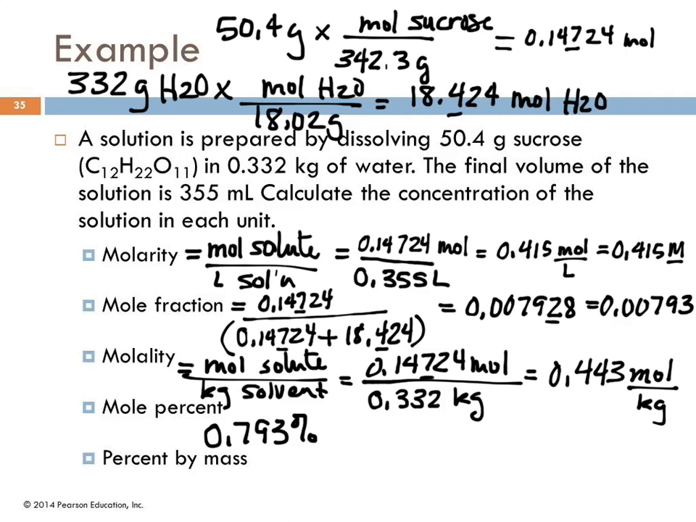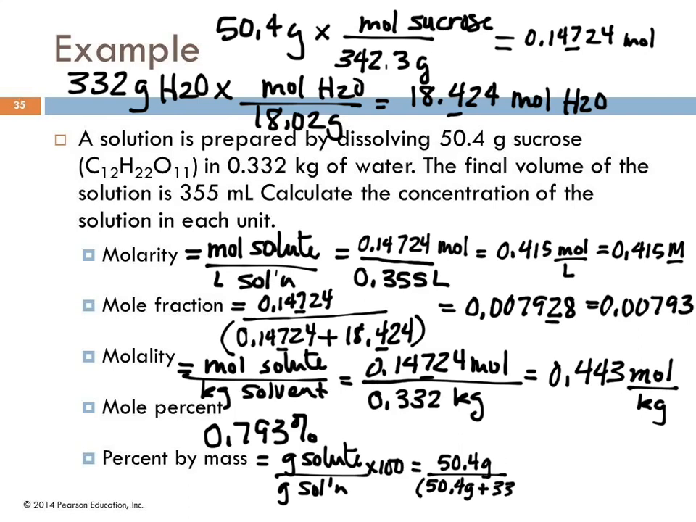Percent by mass. That's grams of solute divided by grams of solution times 100. What's the mass of the solute? 50.4. What's the mass of the solution? Well, it's the mass of the solute plus the mass of the solvent, right? So I'm going to put that in grams and then times 100.